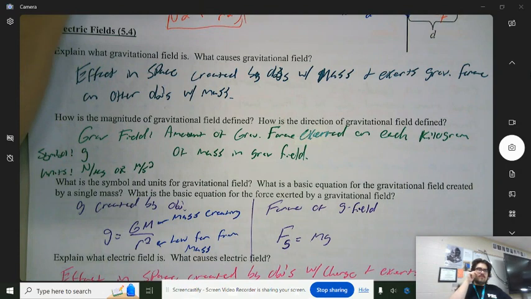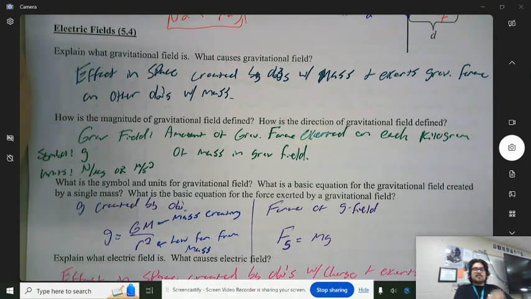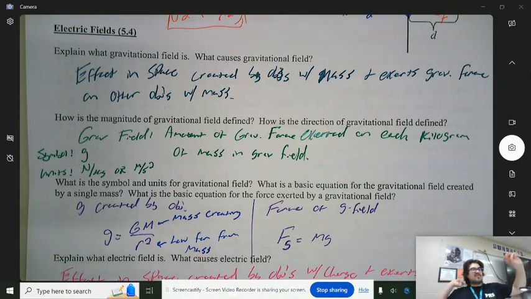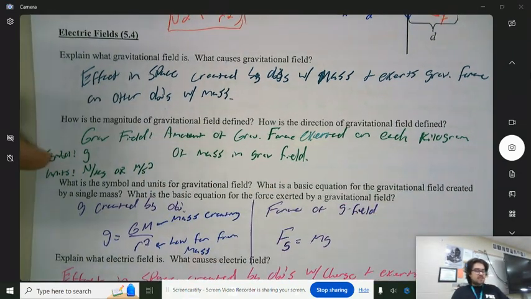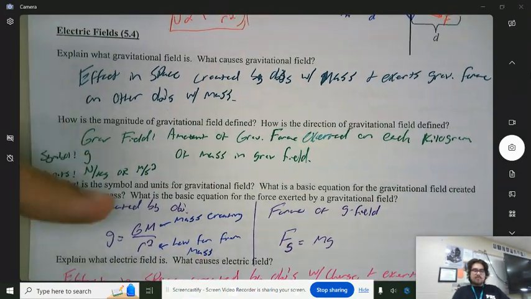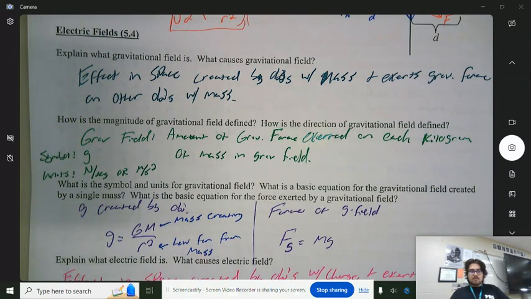So you know that gravitational field is an effect that exists in space where objects with mass exert gravitational force on other objects that have mass. So for example, I have mass, I exert gravitational force on every object around me, I exert it on every single student that sits in my classroom, my students exert it all on me, right? That's gravitational field. We define it as G, and it's represented either with newtons per kilogram or meters per second squared, depending on how you want to represent it, okay?